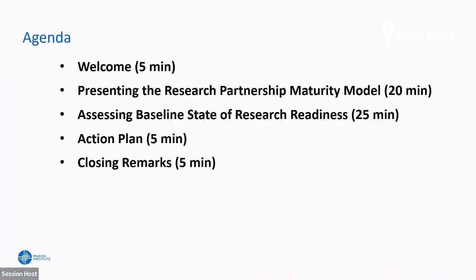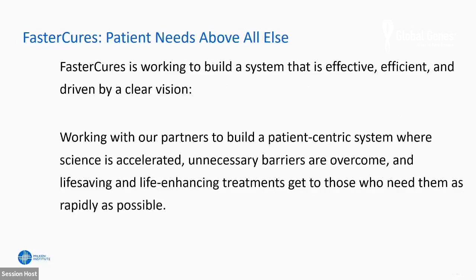So this is our agenda. I'll start with talking a little bit about what the research partnership maturity model is, and then we'll have about half the time to do the interactive activity, and we'll close out with documenting some actions that you might want to take after you've completed the activity. And then I'll close out with sharing some resources that we have at FasterCures to help support patient organizations in their journeys to advance research.